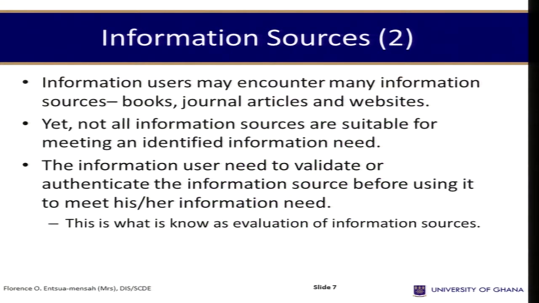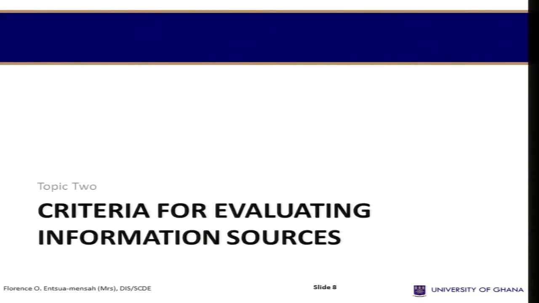Information users may encounter many information sources, as we discussed in Section 3: books, journal articles, and websites. Yet, not all information sources are suitable for meeting an identified information need. The information user needs to validate or authenticate the information source before using it to meet his or her information needs. And this is what is known as evaluation of information sources.